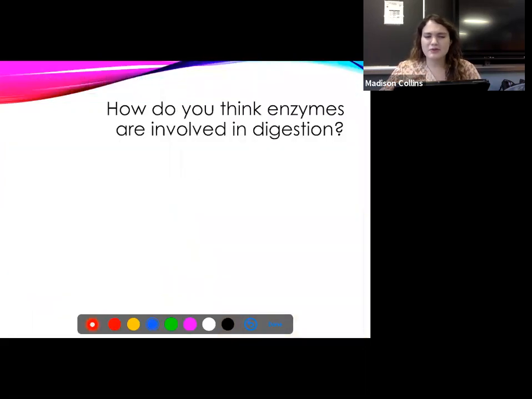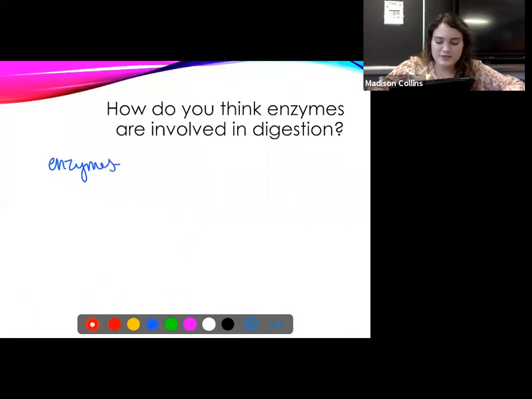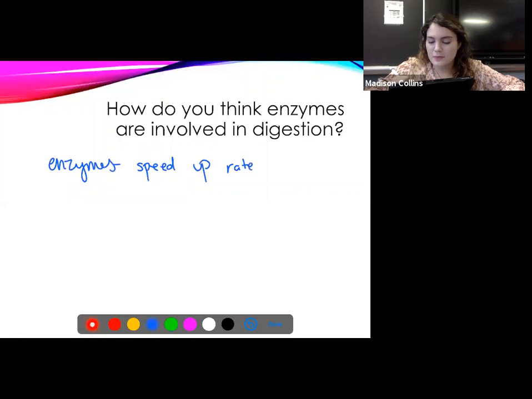All right, so now I want you guys to think. We've talked about enzymes, now we're talking about digestion, but how do you think enzymes are involved in digestion? Go ahead and write down your guesses and then we'll go over it. So we know that enzymes speed up the rate of chemical reactions.